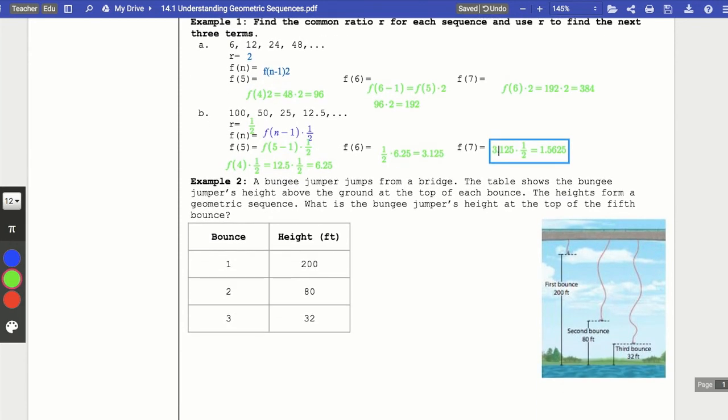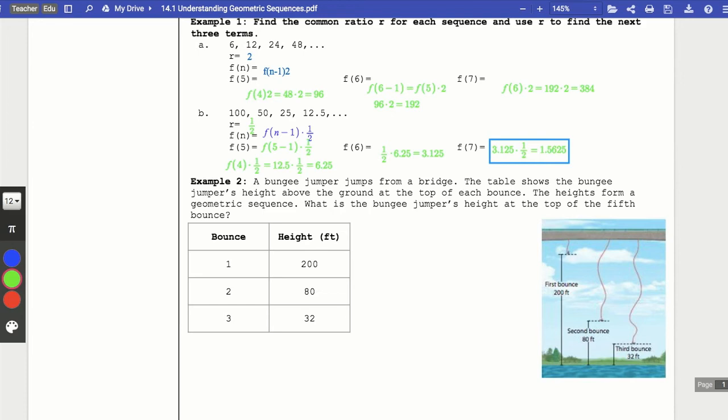All right, so then example 2 is where we're applying it to real life. A bungee jumper jumps from a bridge. The table shows the bungee jumper's height above the ground at the top of each bounce. The height forms a geometric sequence. What is the bungee jumper's height at the top of the 5th bounce? So we're going to have to, again, figure out what the ratio is, and then go from there.